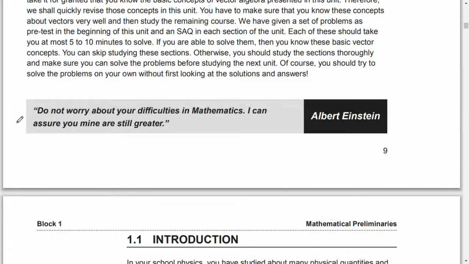Don't worry about your difficulties in mathematics. I can assure you mine are still greater. Albert Einstein.